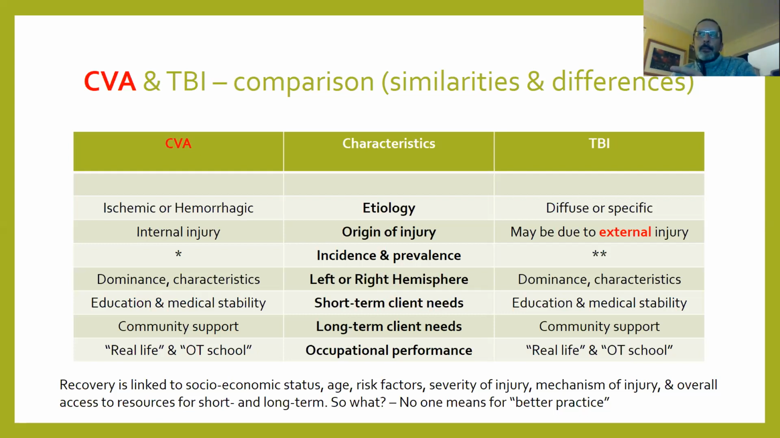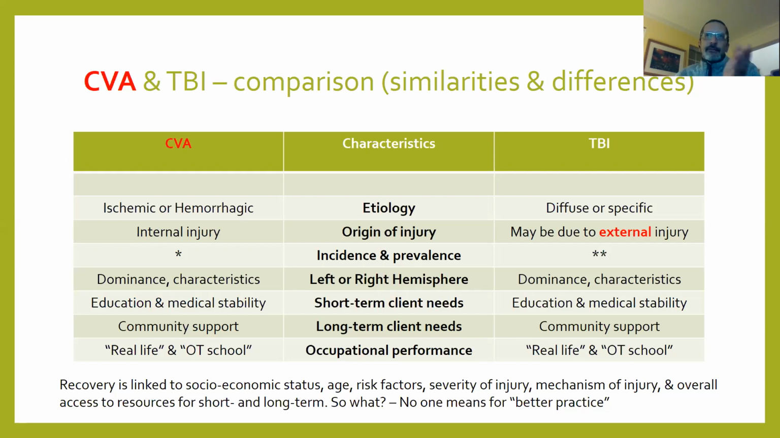Compared and contrasted to TBI. Origin of the injury: stroke is always going to be internal. TBI could be external. Incidence and prevalence, there are asterisks here because I'll be referring to these on different slides; that's all that means. Now we get into some similarities: left to right hemisphere, short-term and long-term needs, and then occupational performance. This is where it's going to look very similar, right? What is your brain hemisphere dominance? What's your hand dominance? What are your occupations? What are your roles? All of those OT things. Well, we talk about them in OT, but they're really relevant across everybody. That comes up in this regard here.